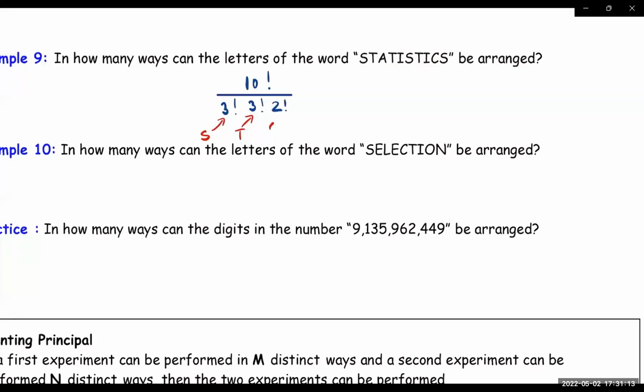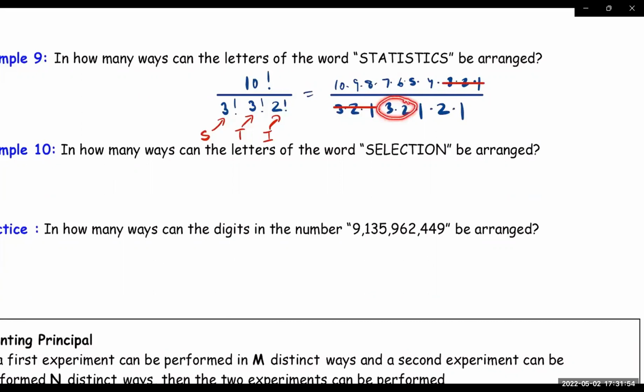All right, anything else repeat? A, no. I, we already got that one. S, we already got that one. T, we already got it. C, no. So that's it. So at that point, you would just write them out. 10, 9, 8, 7, 6, 5, 4, 3, 2, 1 over 3, 2, 1, 3, 2, 1, 2, 1. And then cancel out the 3, 2, 1. 3, 2, 1.